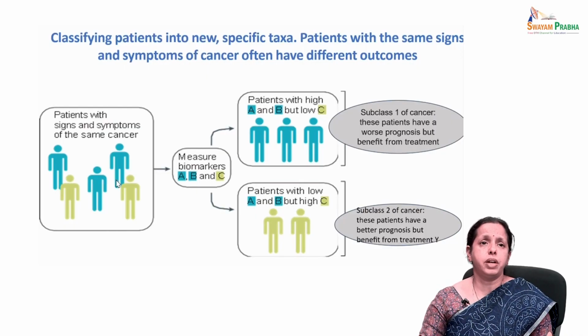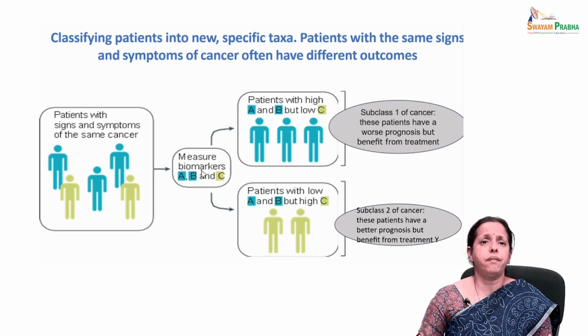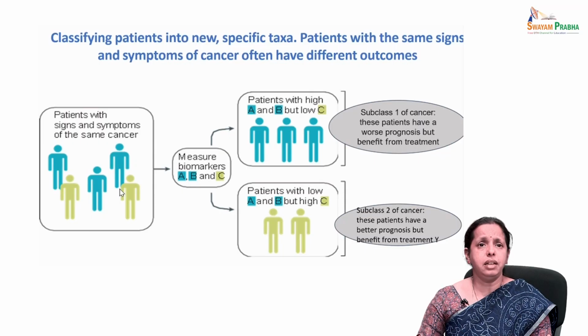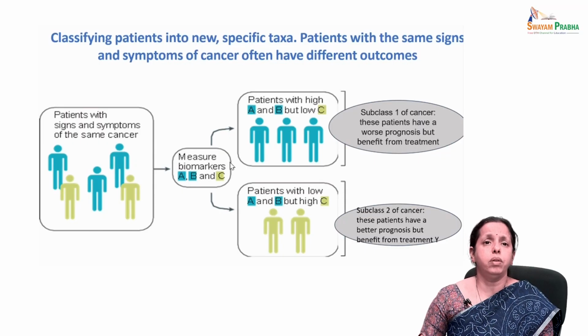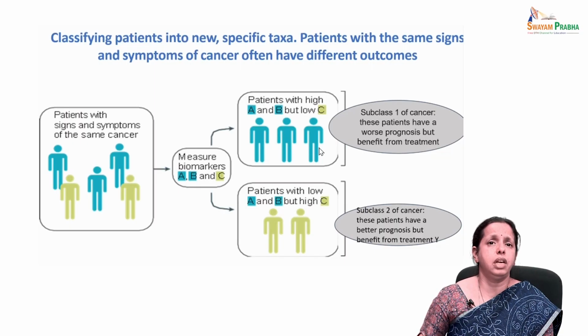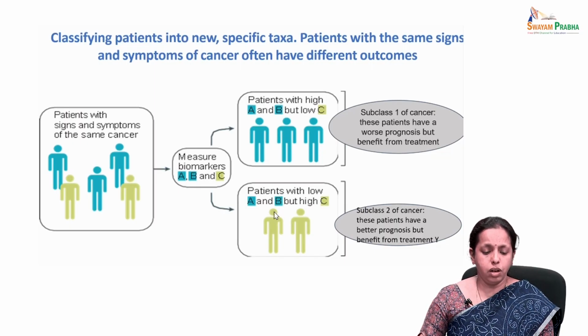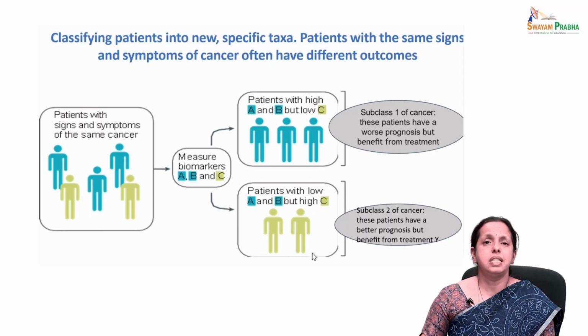This is a group of patients where, for example, they have the biomarkers A, B, and C. Now you stratify patients here with high A and B but low C, and patients with low A and B but high C.